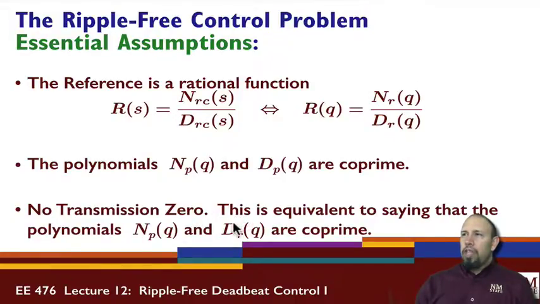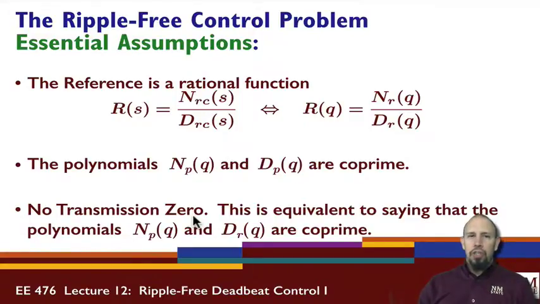Okay, what this implies in terms of our control problem is that the numerator of the plant and the denominator of the reference input are coprime. So the numerator of the plant must be coprime with respect to the plant's denominator, and it must be coprime with respect to the reference input denominator. Okay, so the transmission zero is very important.